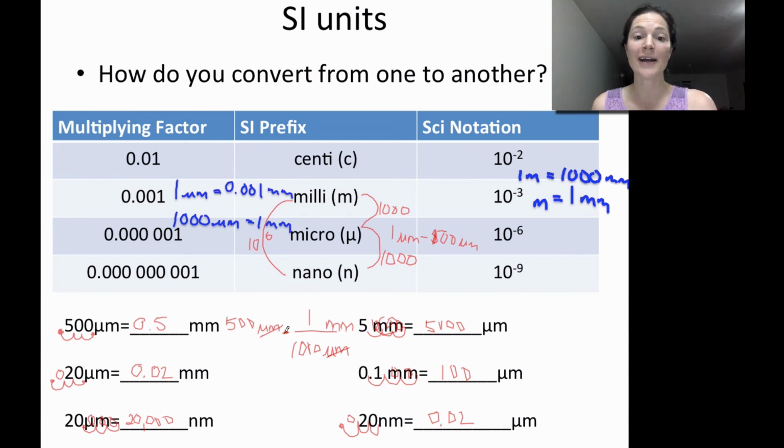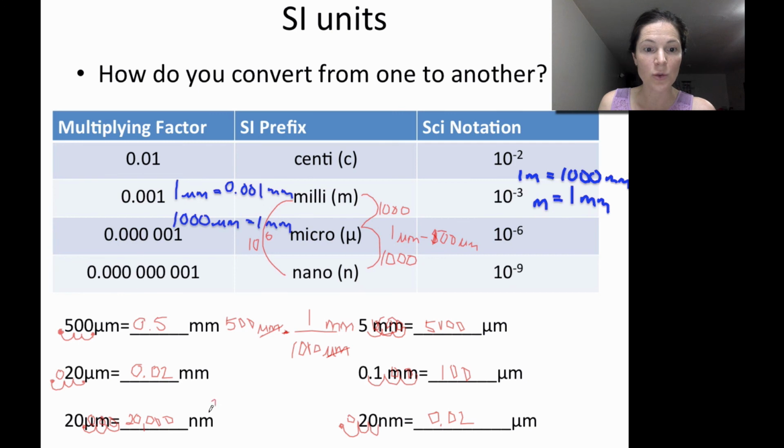And the reason you can do that is because 1 millimeter is exactly equal to 1,000 micrometers. You're just multiplying this number by 1, but you're doing so in a way that you can get rid of the unit that you had and convert to another unit. So you can do that in all of these cases. This one would be similar. You're multiplying by the same conversion factor here.